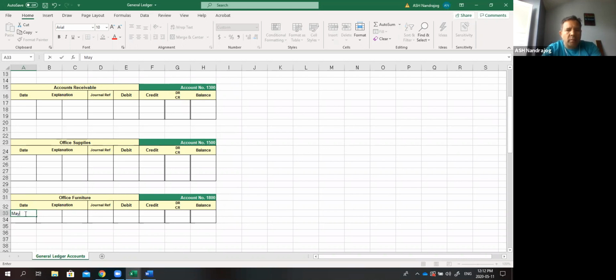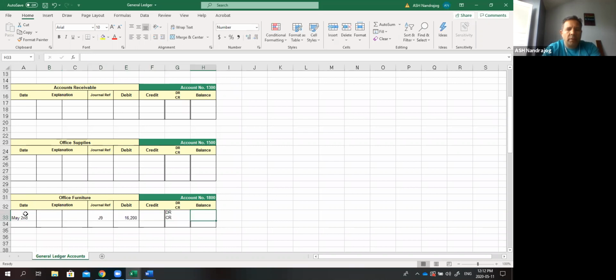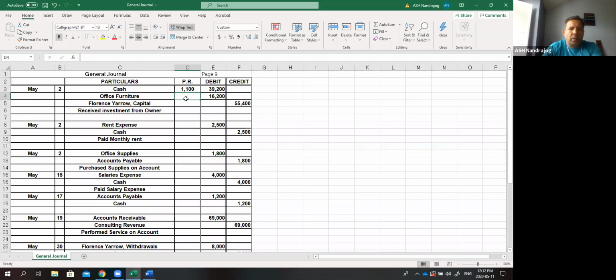And we record the date May 2nd. And we would say it's from J9, journal page 9. And the amount is 16,200 debit. So now we have a debit balance for 16,200. Okay, so we go back to the journal and we write down the account number for the office furniture, 1800. Now the third entry is a credit of 55,400 into Florence Yarrow Capital.